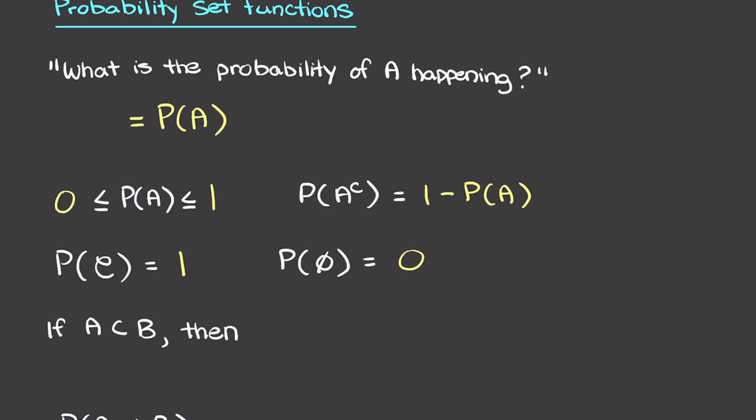We also have for subsets, if A is a subset of B, then this must mean that the probability of A happening is less than or equal to the probability of B. So they could be the same, but the probability of A has to be less than or equal to the probability of B if A is a subset of B.